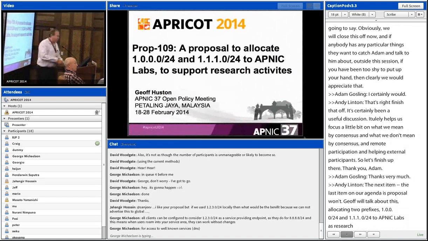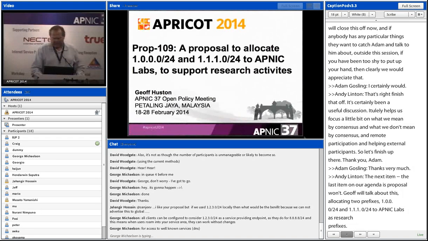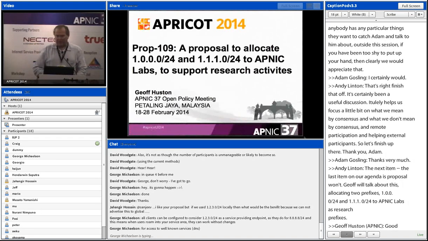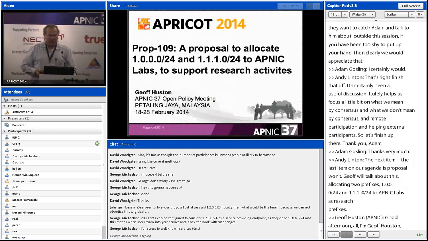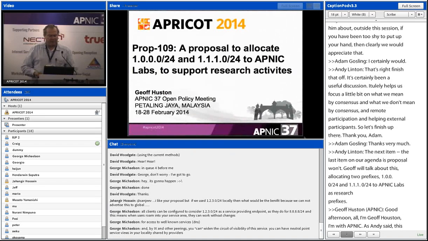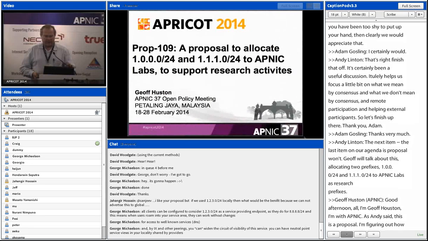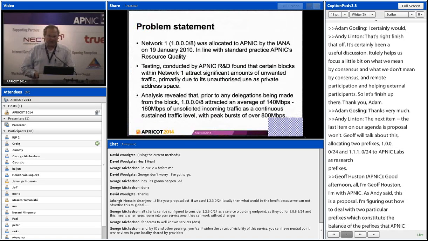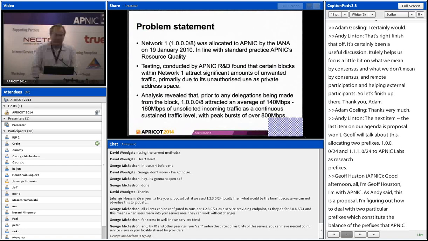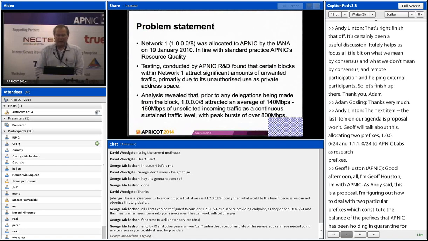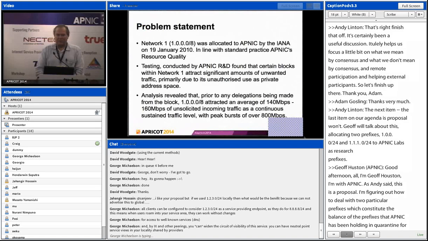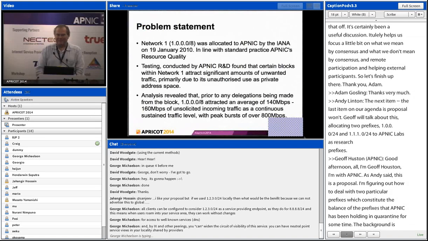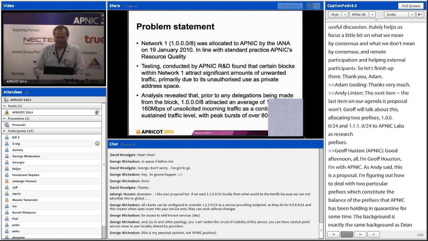Good afternoon all, I'm Geoff Huston, I'm with APNIC. As Andy said, this is a proposal on figuring out how to deal with two particular prefixes which constitute the balance of the prefixes that APNIC has been holding in quarantine for some time. The background is exactly the same background as Dean went through this morning. I can go through it unless you all have memories. You have memories, I'll move on.